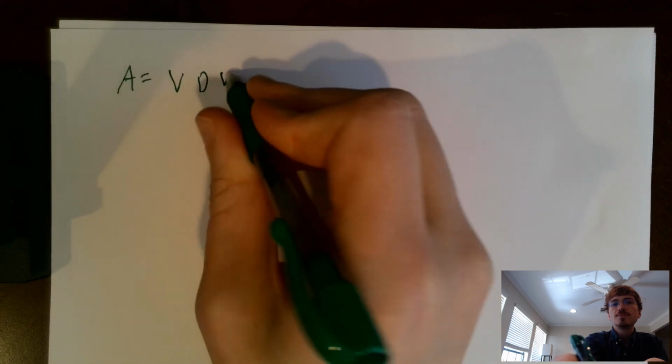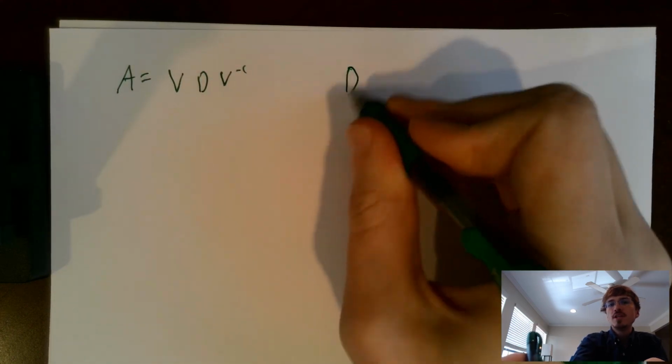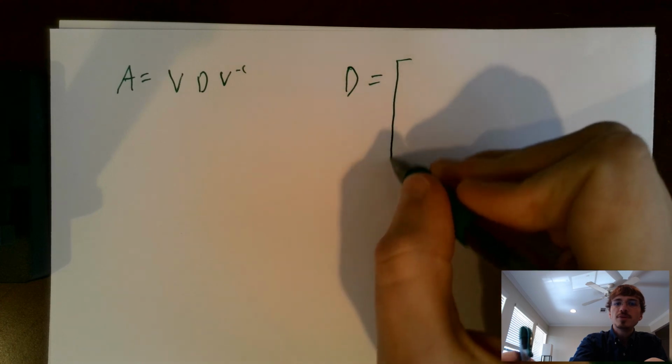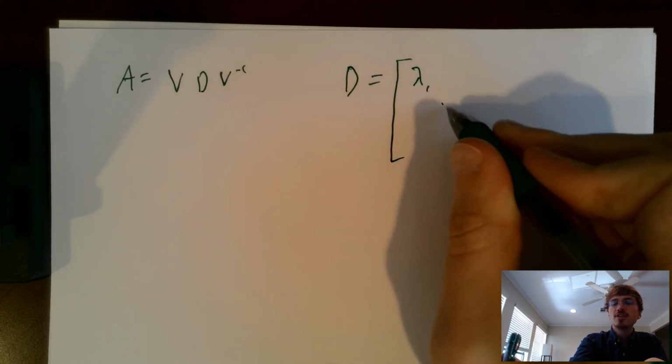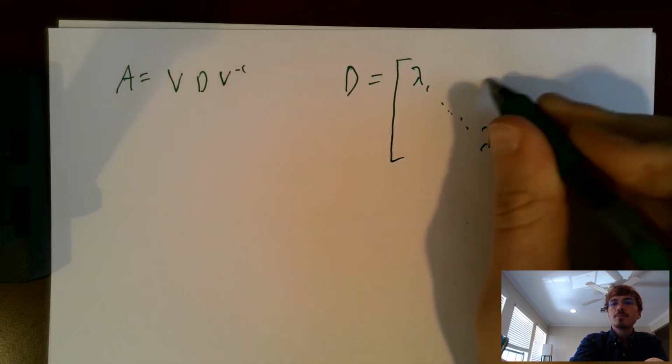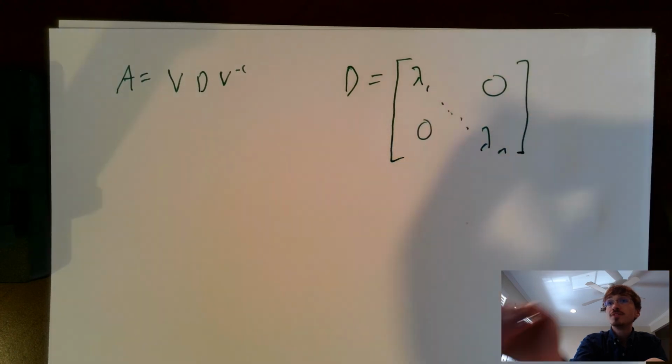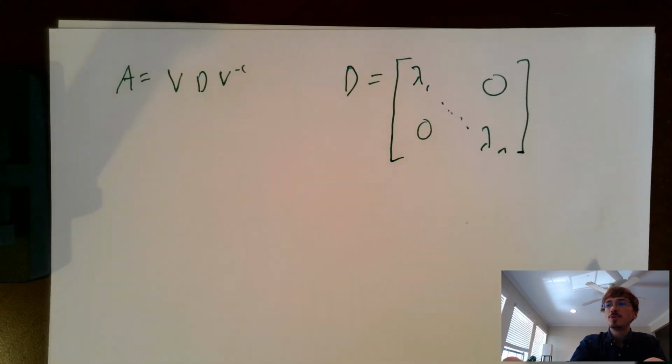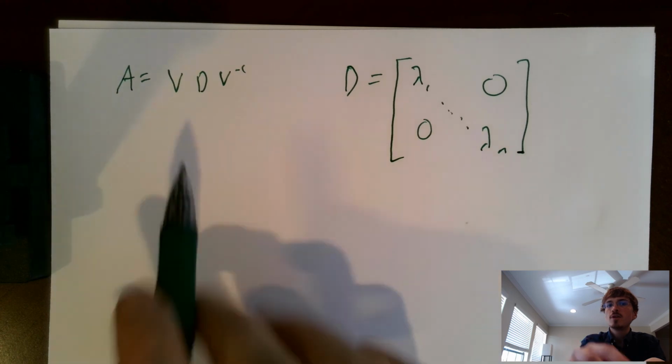Let's talk about who cares. Who cares about this diagonalization? First, if we have that A is equal to V D V inverse, and remember, D is a matrix with the eigenvalues along the diagonal, repeated according to their multiplicity. So, what do we know?